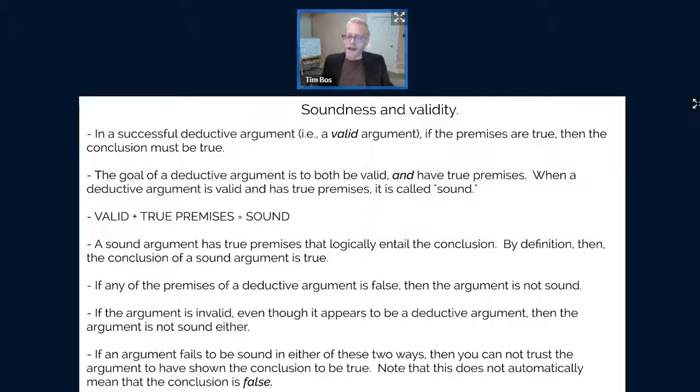So you could have a bad argument for a true conclusion. So you have to be careful. That's all I'm saying here. It's called a fallacy to point out the fallacy in someone's argument, and then say that therefore the conclusion is false. That's a mistake. Okay. Do you have questions about that? Is that confusing to anyone?